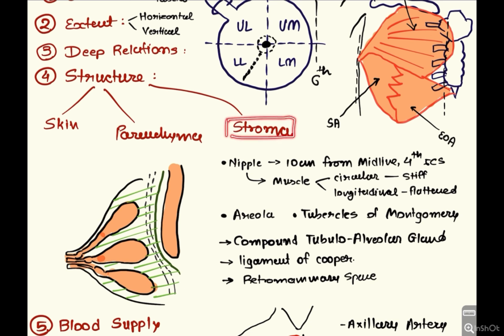Second thing we have is the stroma of the gland. Stroma is the fibrofatty tissue situated around the gland. What we can see in the stroma, the first thing, is the ligament of Cooper.